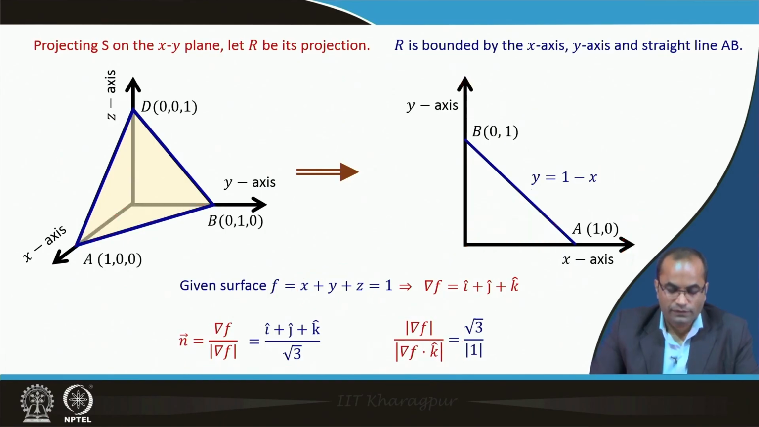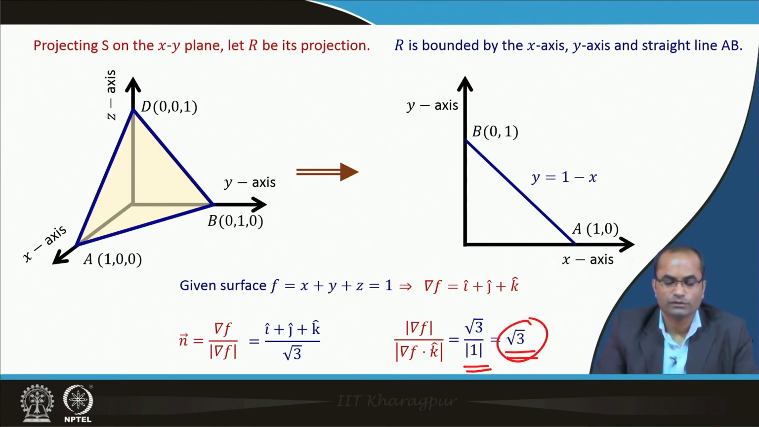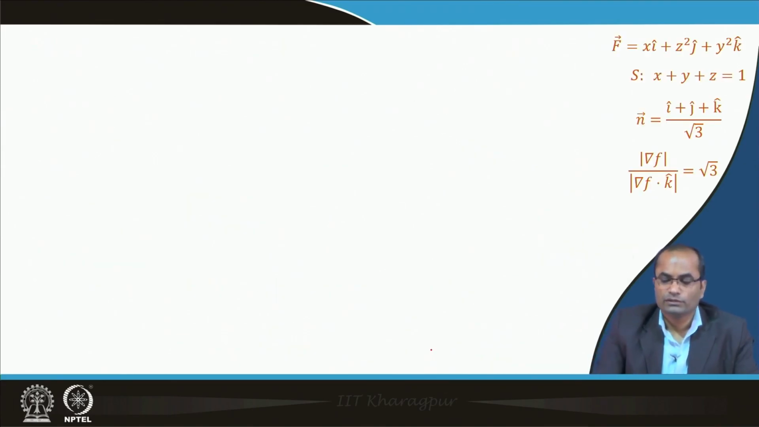So, here we will get grad f in absolute value, that is square root 3, and then when we do the dot product with this k, it will be just 1 there. So, we have the 1 here. That means this is square root 3. So, the factor from surface to area will be square root 3. Okay, so we have all these ready for the surface integral.